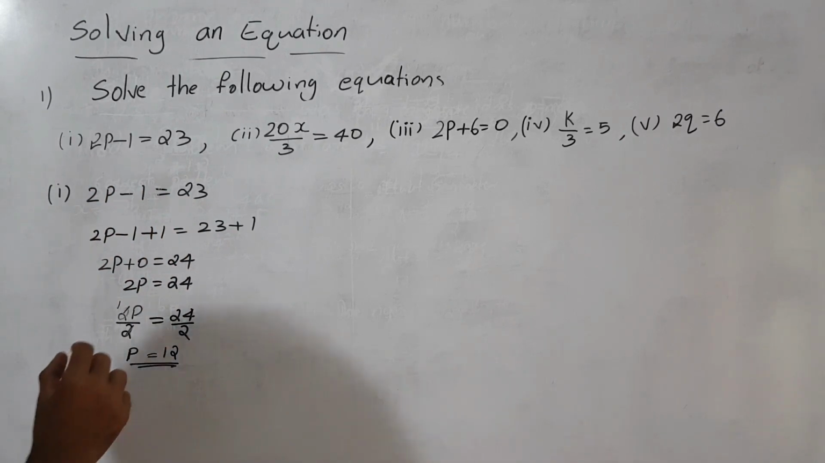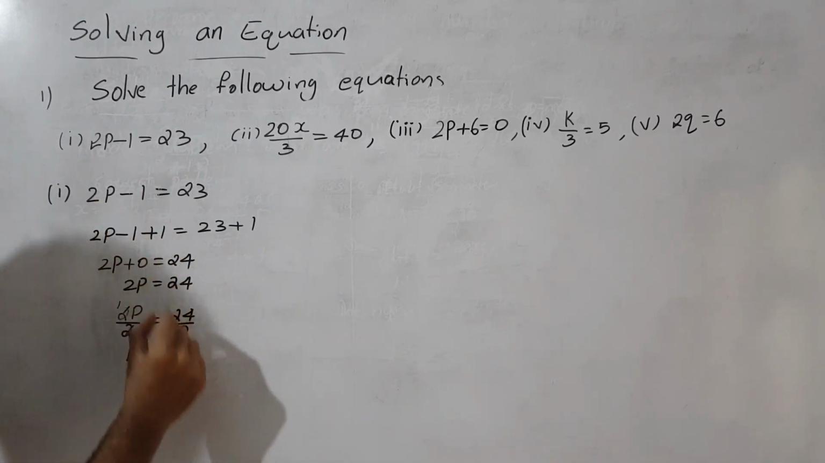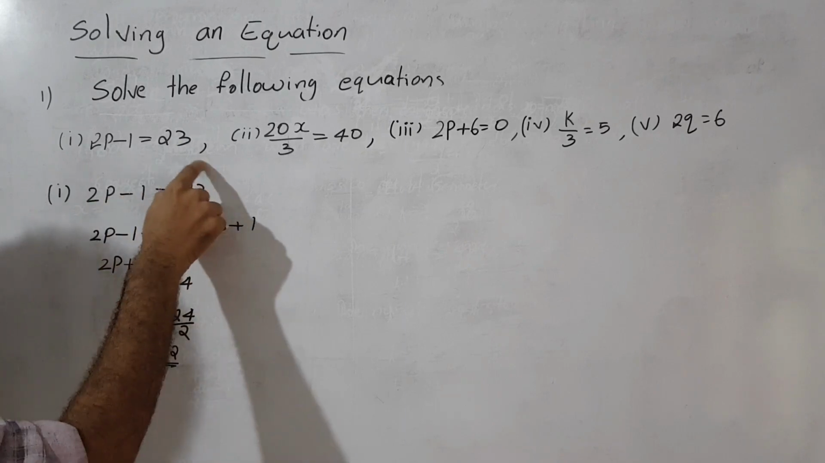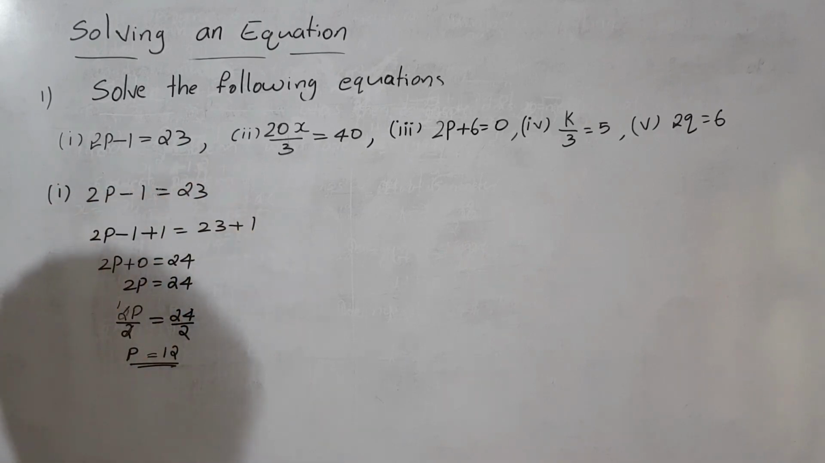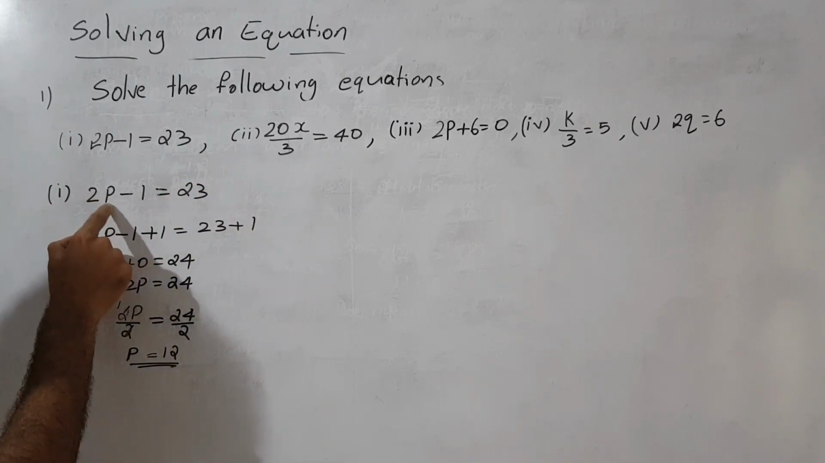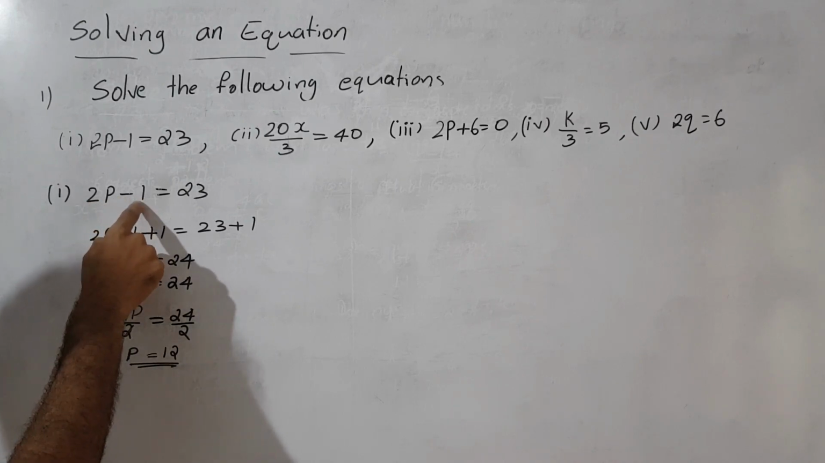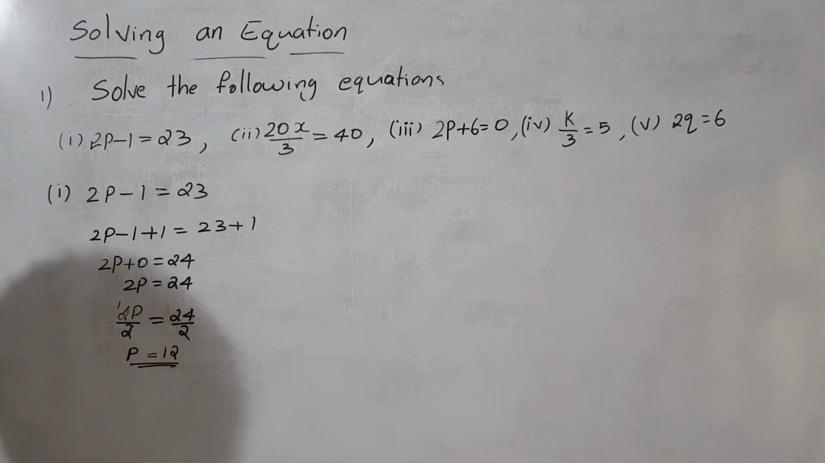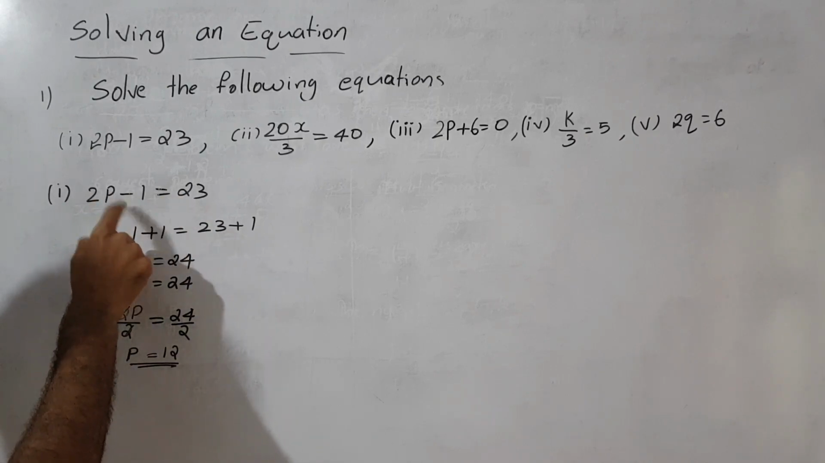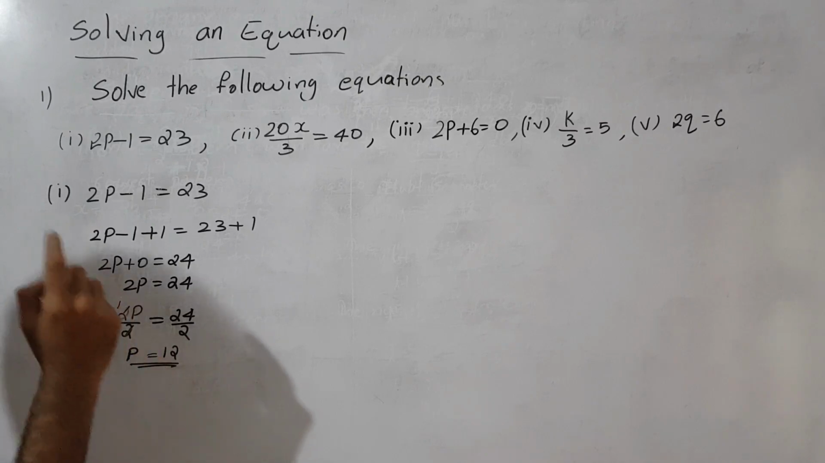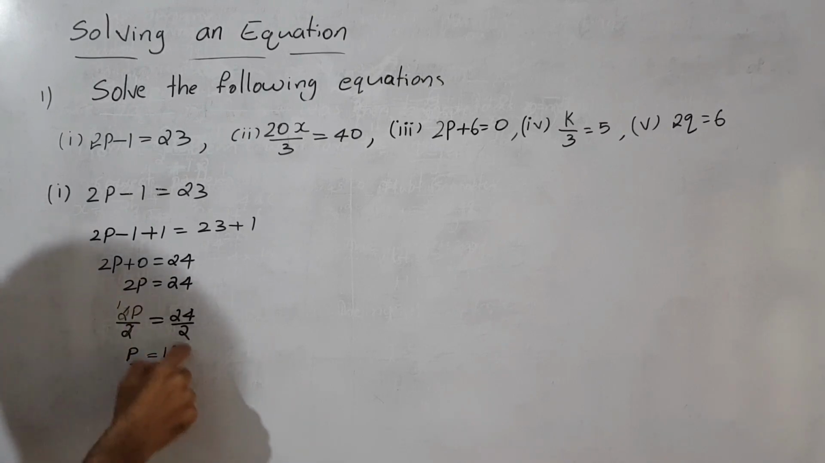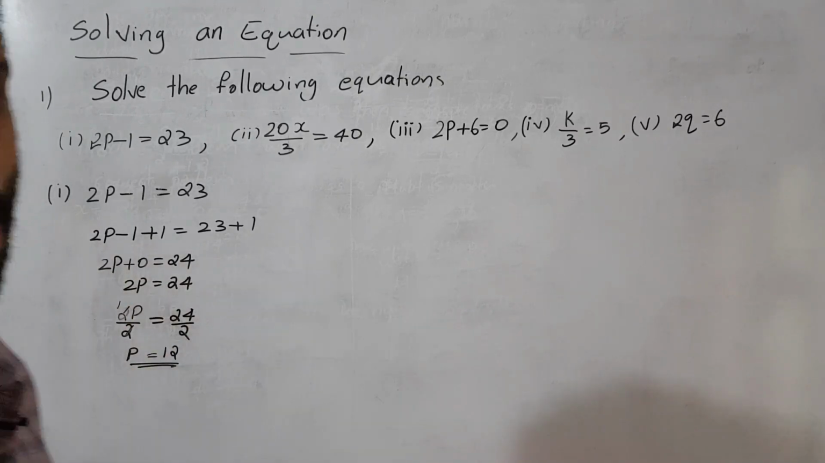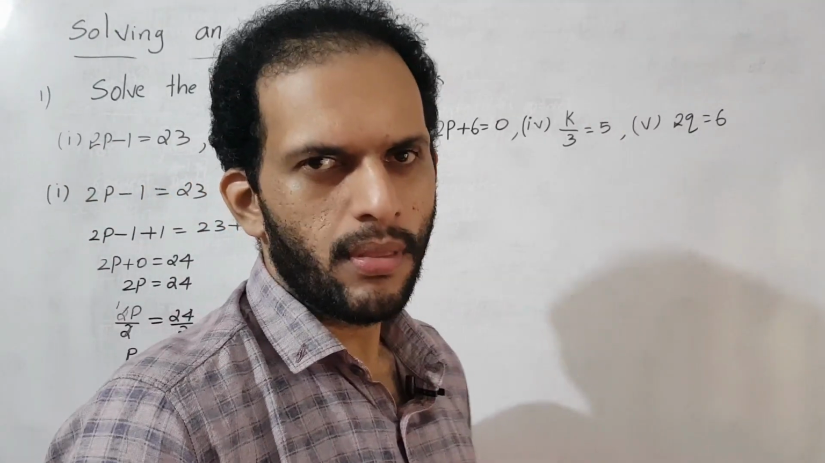നമ്മൾ ഇവിടെയുള്ള പിക്ക് പകരം ഈ 12 സബ്സ്റ്റിറ്റ്യൂട്ട് ചെയ്താൽ നമുക്ക് RHS 23 കിട്ടും. നോക്കാം നമുക്ക്. 2 into p means 2 into 12. 2 into 12 is 24. 24 minus 1 is equal to 23. Okay, then this condition is satisfied for the value p is equal to 12. So we call p is equal to 12 a solution of this equation.